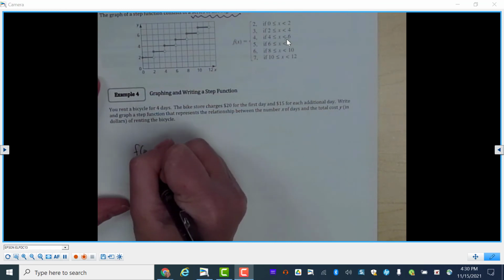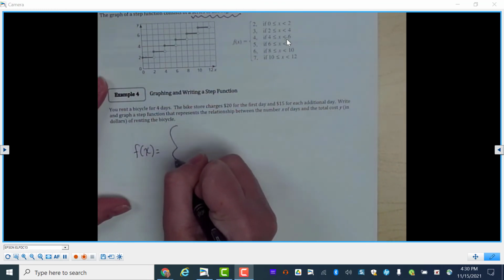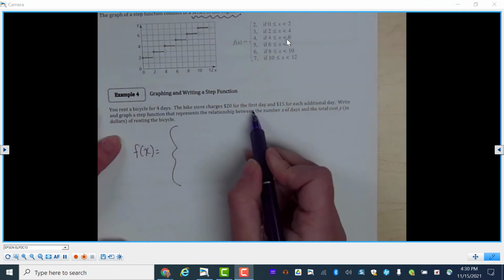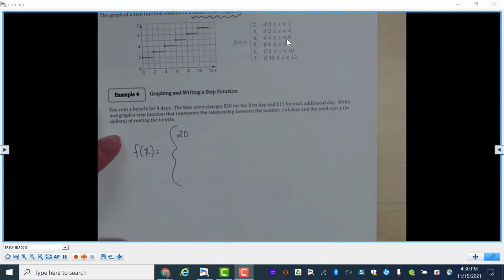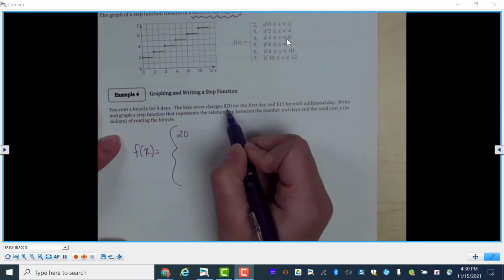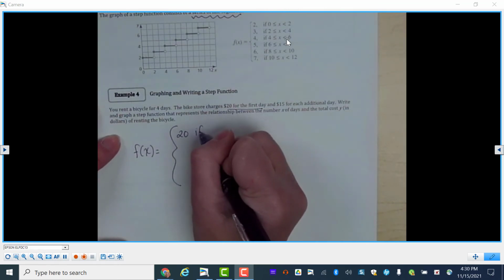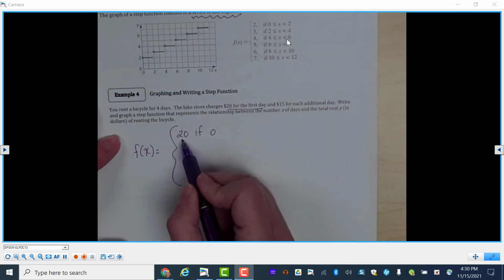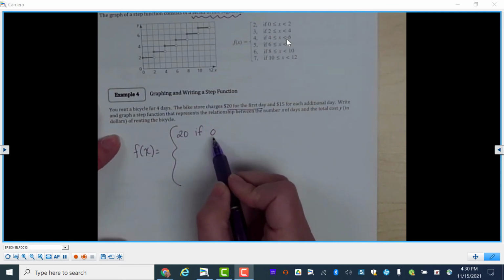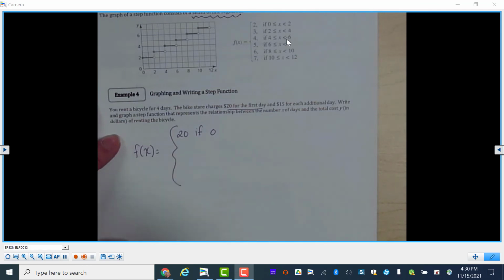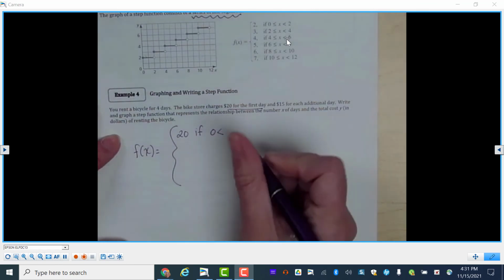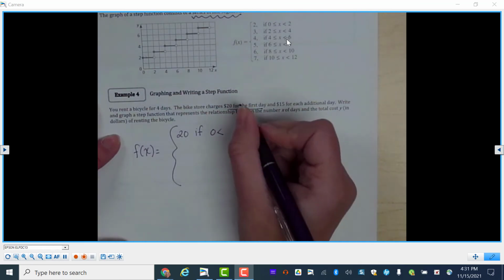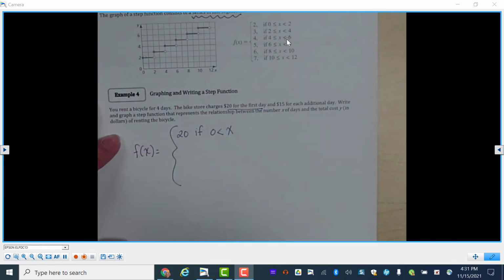So we've got f of x equals, I'm going to make a big bracket here. It's not the prettiest, but the first day is $20. And if I rent that bike and use it for 30 seconds, it's $20. If I use it for 23 hours and 59 minutes, it's $20. So x is greater than 0, and less than or equal to 1.